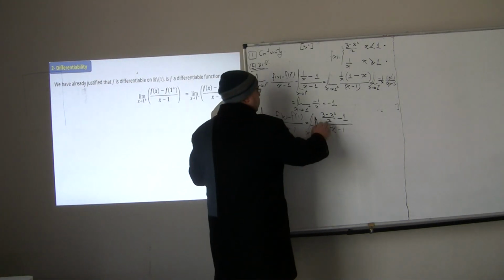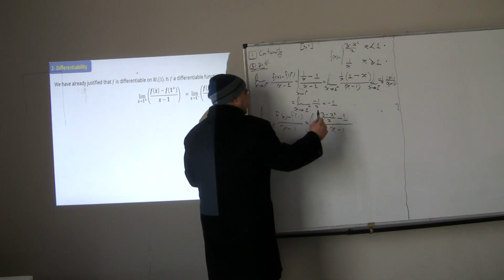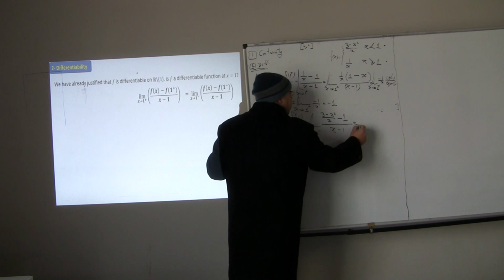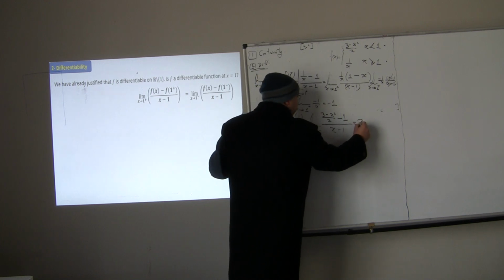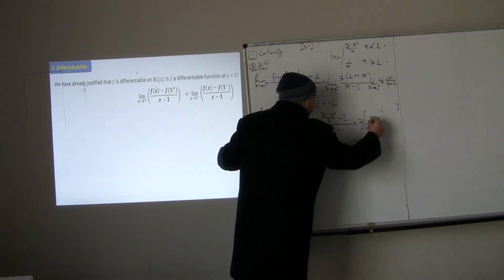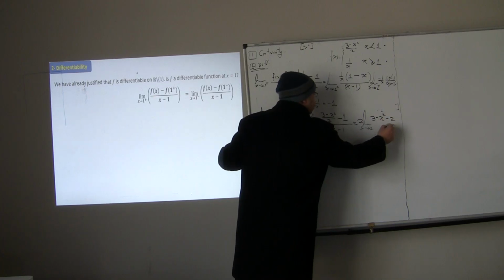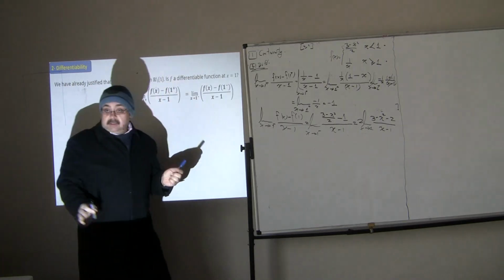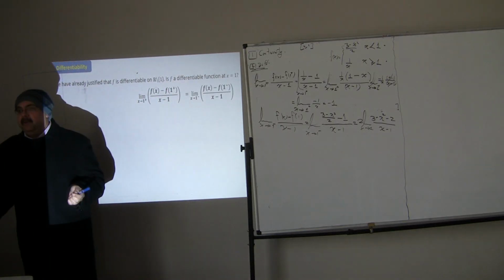I will multiply the numerator and denominator by 2 in order to get rid of this value of 2. If I did so, I will have 2 at the limit as x tends to 1, and on the denominator, I will have 3 minus x squared minus 2, divided by x minus 1. Is this okay? Okay, perfect.